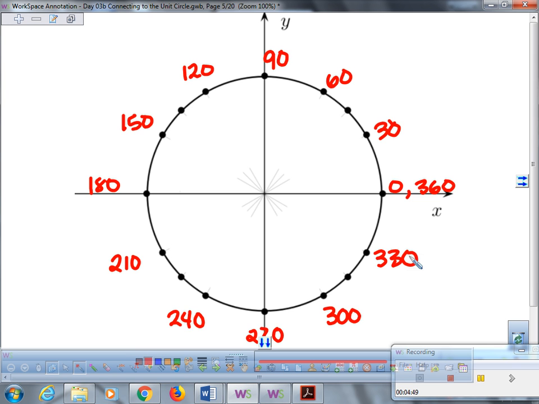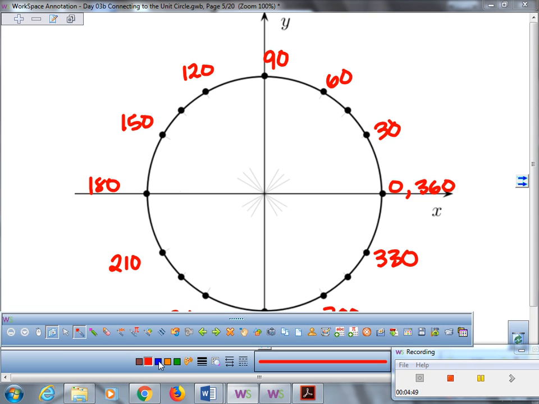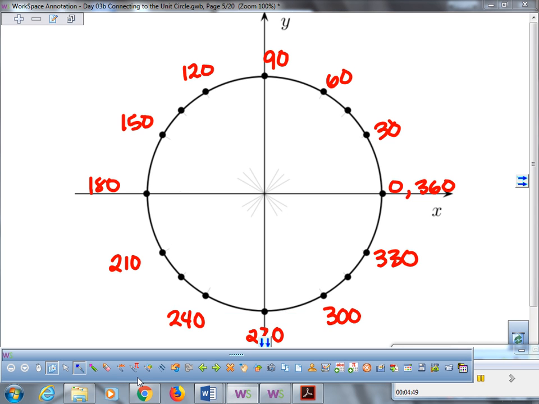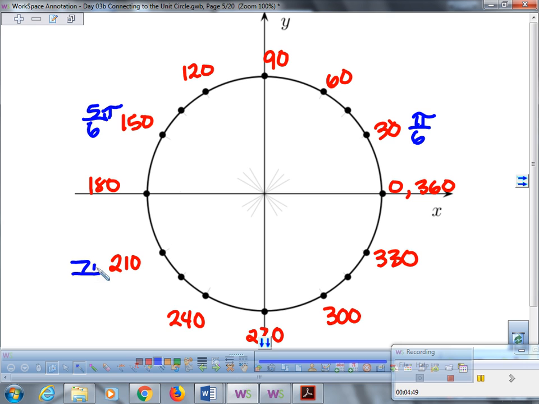I'm not even going to label my 45s yet because I don't want it to be too crowded while I do my pi over 6s. So I'm going to do my bow ties. My bow ties are pi over 6, 5 pi over 6, 7 pi over 6, and 11 pi over 6.